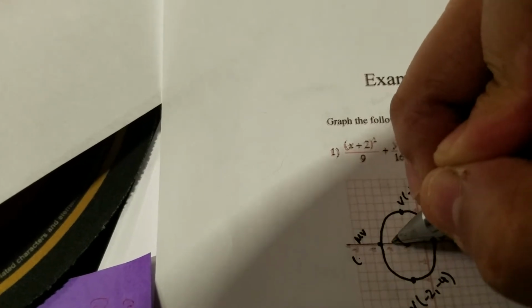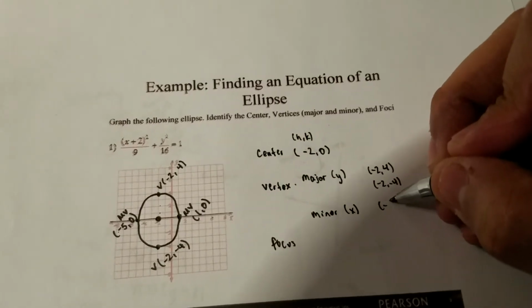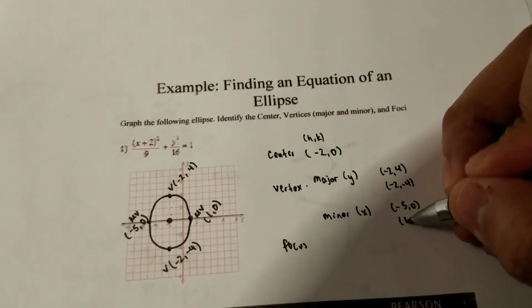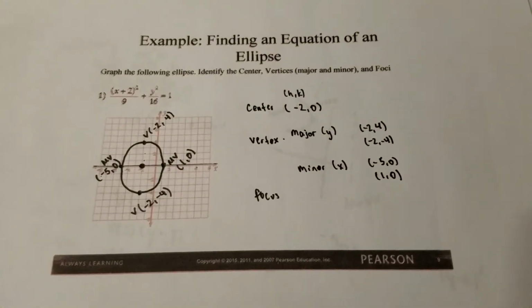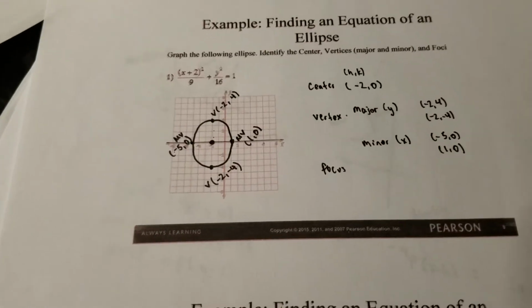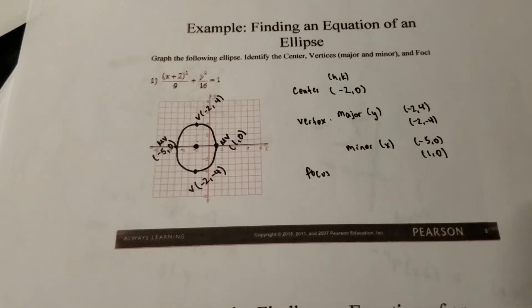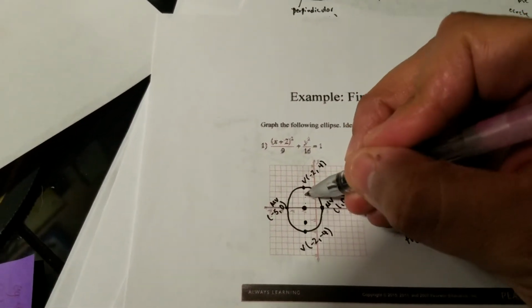-1, 2, 3, 4, 5, and 0 in the y direction. So I have 2 points here, -5, 0, and at 1, 0. Okay, so the only thing I don't know is the focus, and this is going to be a little bit tricky. Remember, it has to be in the direction of the major axis, and so this is the major axis. We said the y is the major axis. So this is where my focus is at.